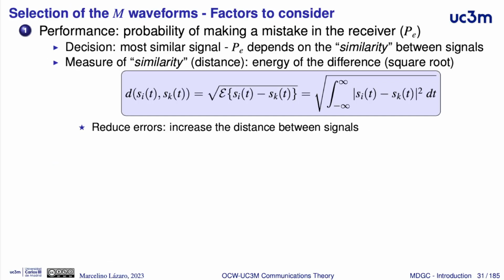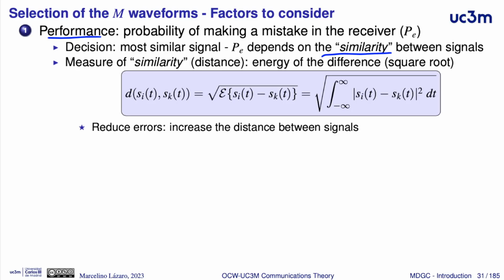The first factor to consider in the selection of the M waveforms is performance. At the receiver, the signal that is received in every symbol interval will be compared with the M waveforms, looking for the most similar one. Therefore, it is necessary to introduce a measure of similarity to consider the probability of error. The higher the similarity, the higher the probability of error, because to avoid confusions, it's much better to have the signals being as different as possible, with the lowest possible similarity.